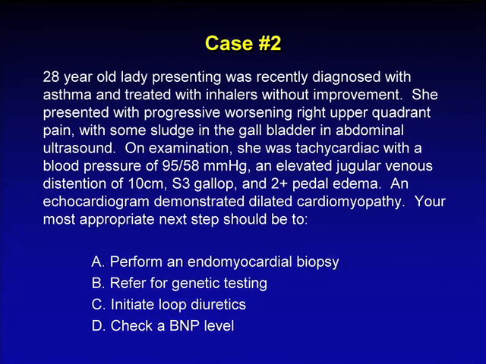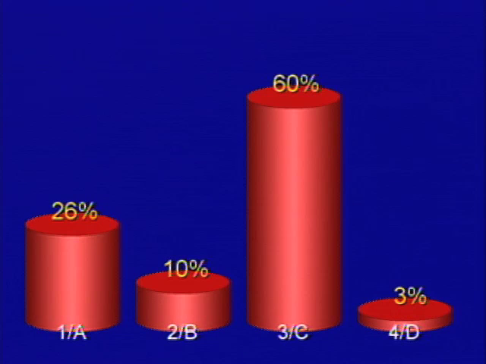This slide shows you the two common second diagnoses. Some of our patients do come in after gallbladder surgery, found out that it didn't get better, and others actually have asthma. And so the answer is to initiate loop diuretics.